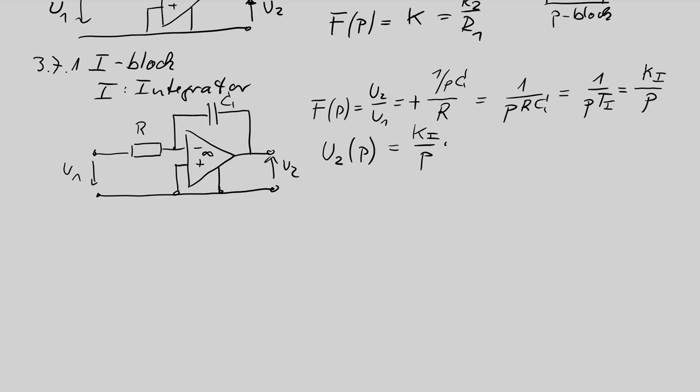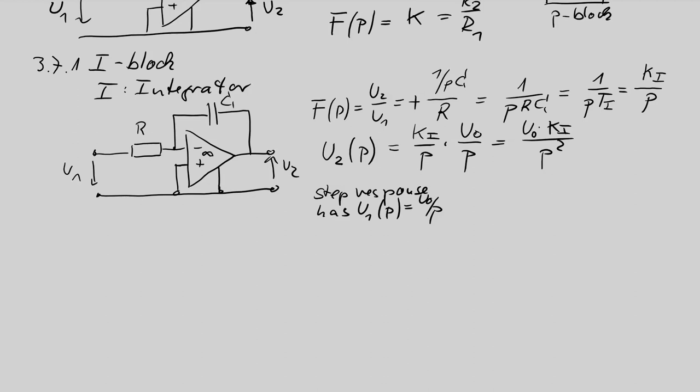U2 of p is the transfer function Ki of p multiplied with the input signal. The step response always has as an input function U1 of p, which is the amplitude divided by p. So we write amplitude U sub 0 divided by p, and what you see then is U sub 0 times Ki divided by the square of the complex frequency.